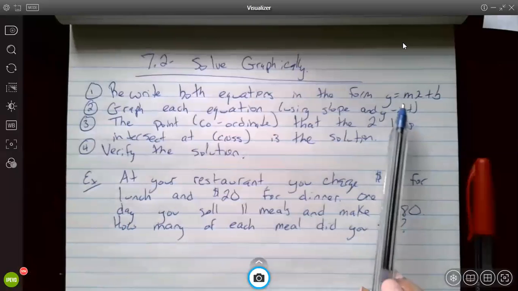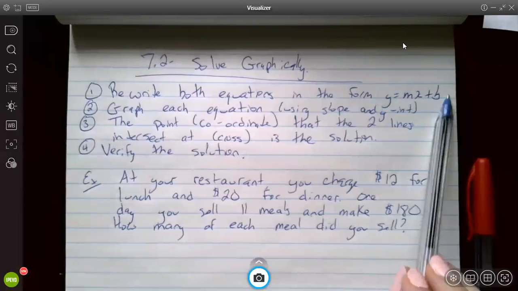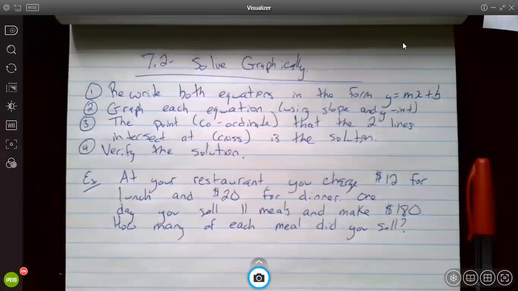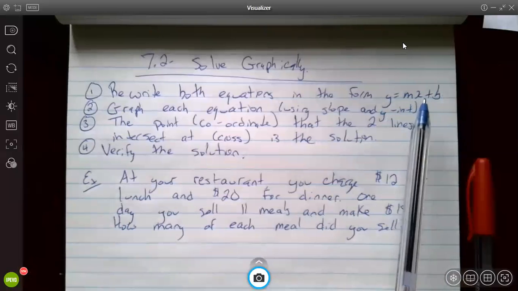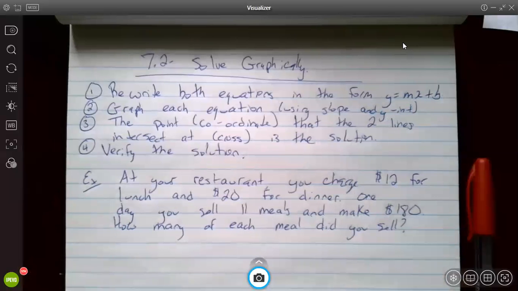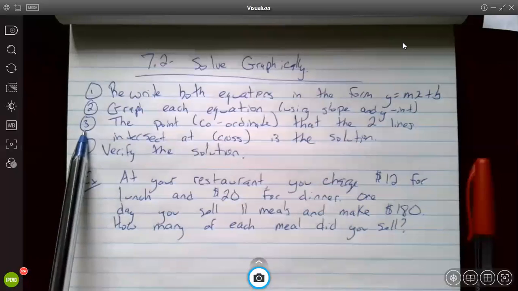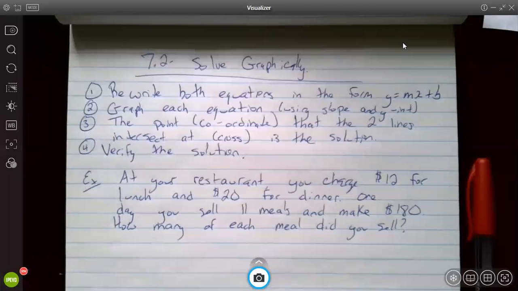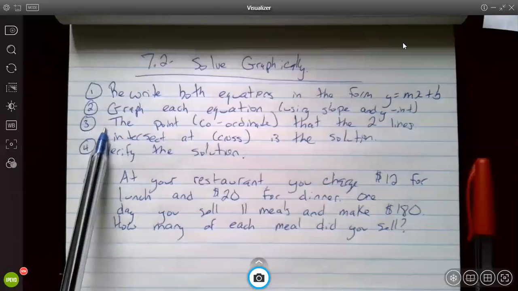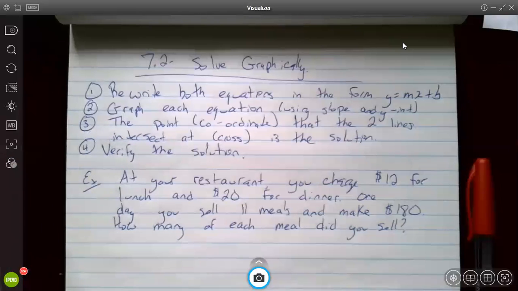By the way, when you are putting your equations into y equals mx plus b form, it doesn't matter which variable you put in the y and which you put in the x. You don't have to identify an independent and a dependent variable. Just make sure that if you pick one letter to be the y, that's the y in both of your equations. Anyway, after you graph each equation, your two lines will cross or intersect at a point. Whatever point they intersect at, that coordinate is the solution. And then you just verify your solution from there.